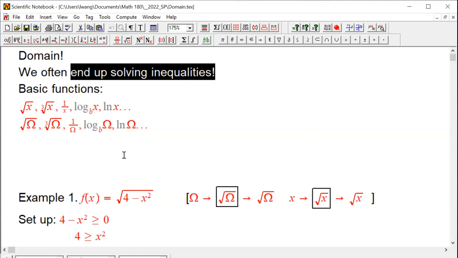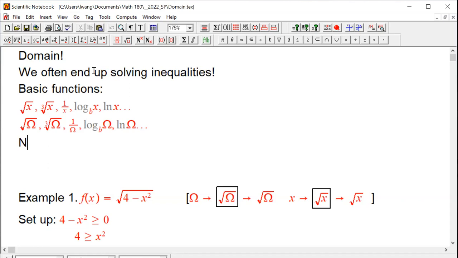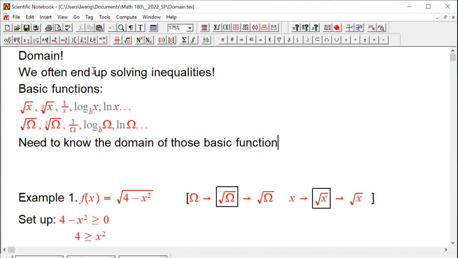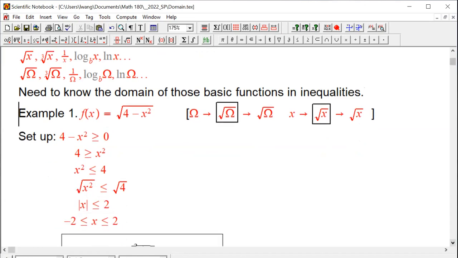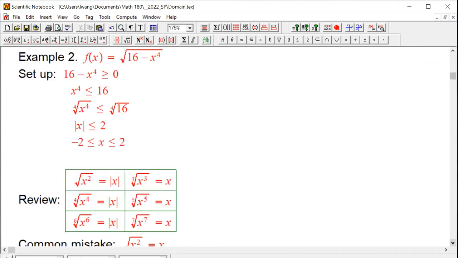So for those basic functions, you really have to know their domain in inequalities, right? So you need to know the domain of those basic functions in inequalities, right? If you only have interval, it's pretty hard to solve. It's pretty hard to work with. So only when you set up as inequality, and then you can maneuver algebraically and then in the end solve it, right?